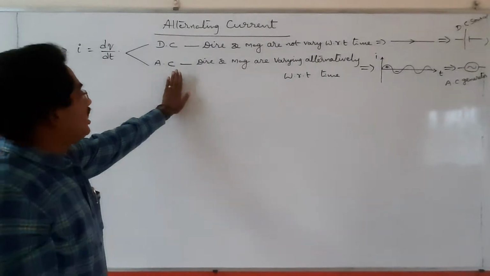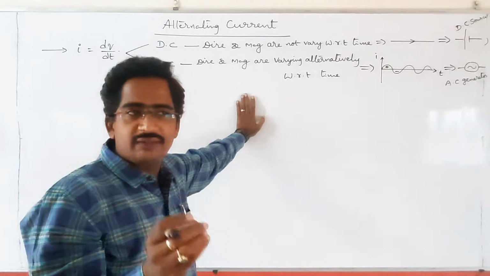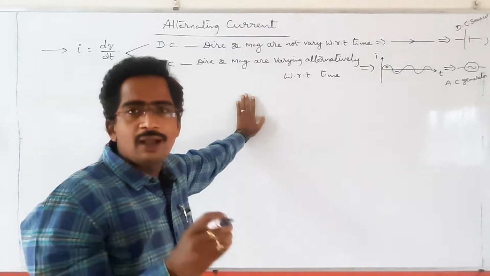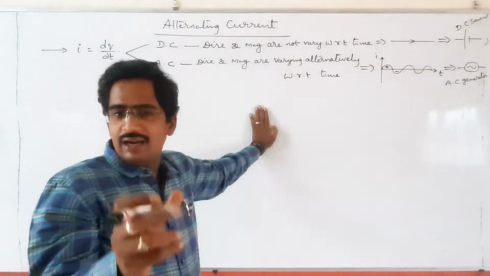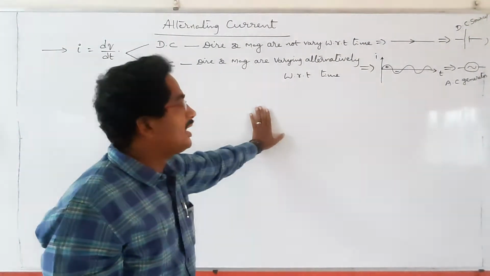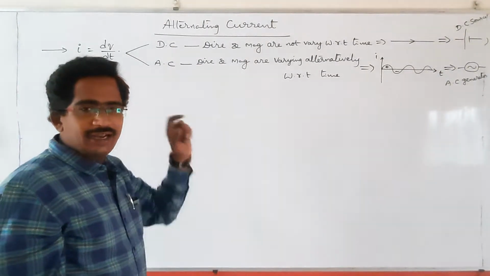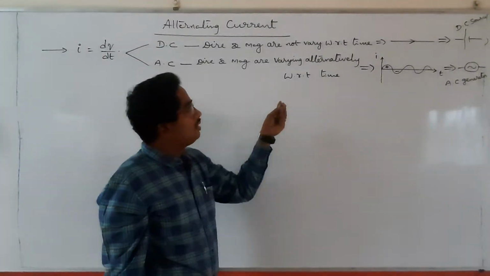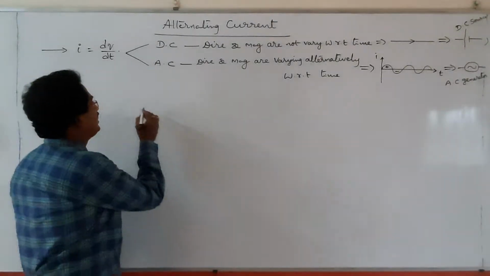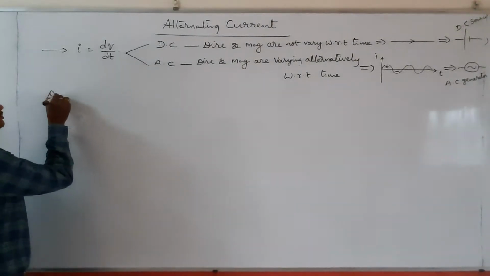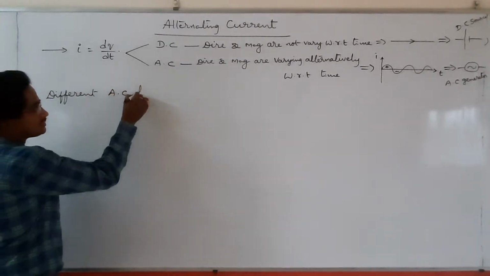So that is the definition of alternating current: the current whose magnitude and direction vary with respect to time is called alternating current. What do we call it? Alternating current. And alternating current need not be represented only with a sinusoidal wave. The current may also be represented with different AC forms.